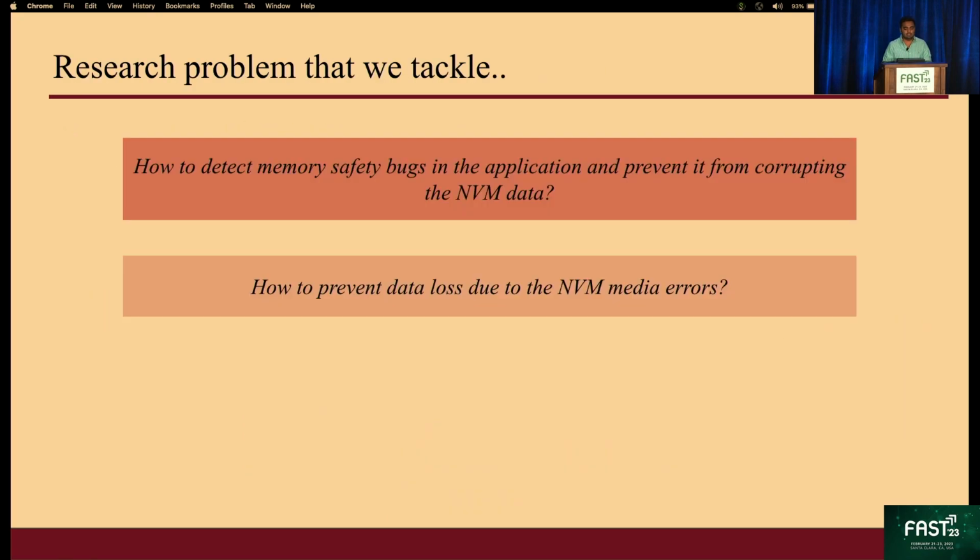So with these two problems in mind, we ask ourselves two questions. First, how to detect memory safety bugs in the application, and also to prevent it from corrupting the NVM data. And although it is not completely possible to prevent media errors, we ask ourselves, how do we prevent data loss in the event of a media error, right? And we propose TENET as a solution for both the questions.